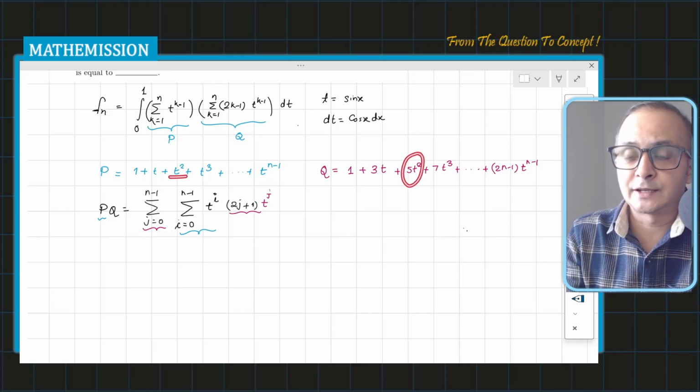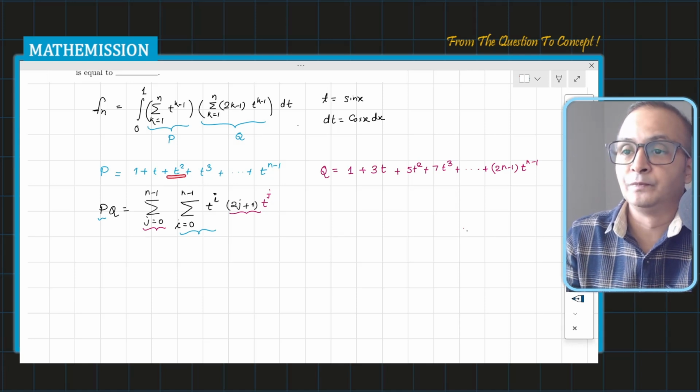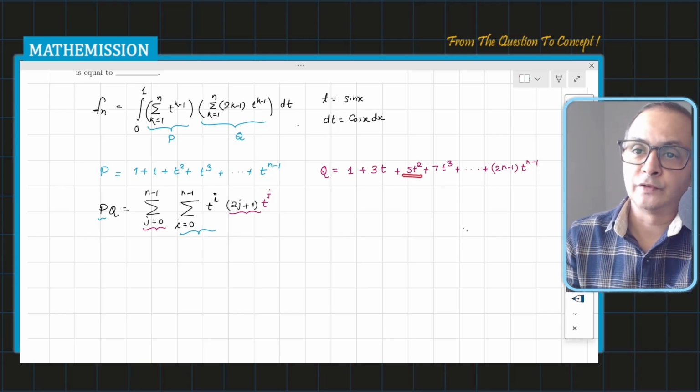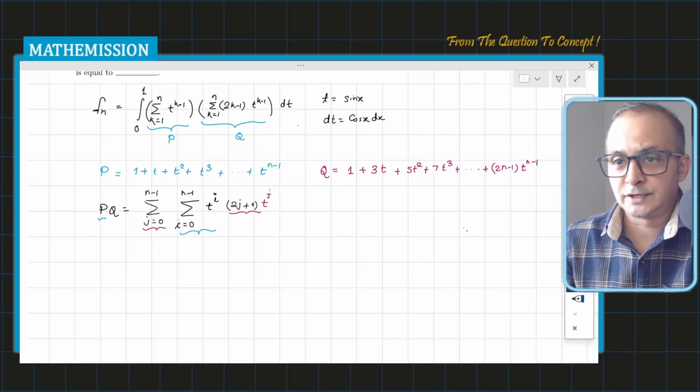So t square is coming with i equal to 2, and 5t square is coming from j equal to 2. So we substitute j equal to 2 and i equal to 2, and you get this product. I hope you understand this thing.